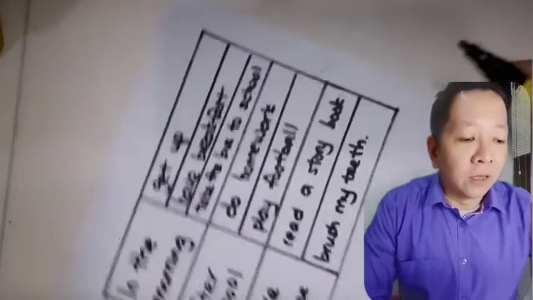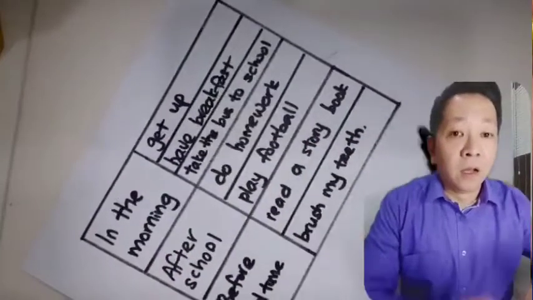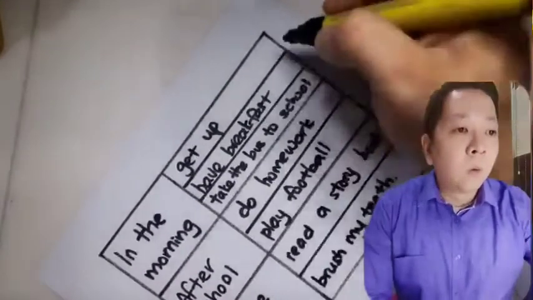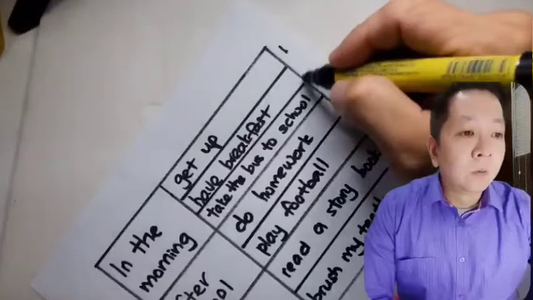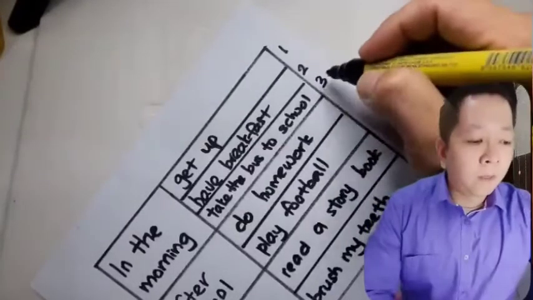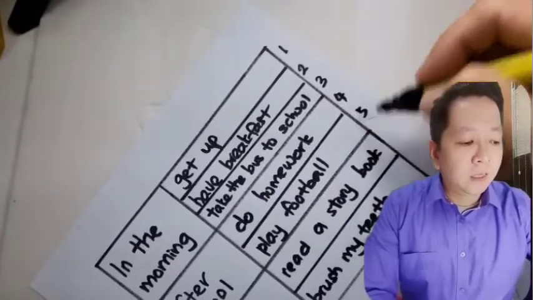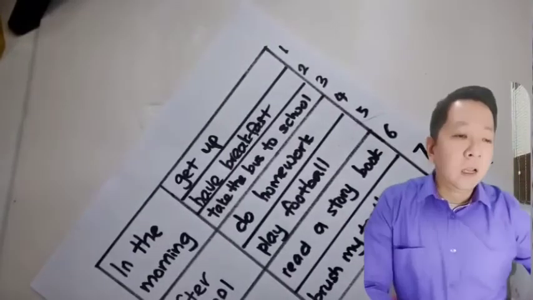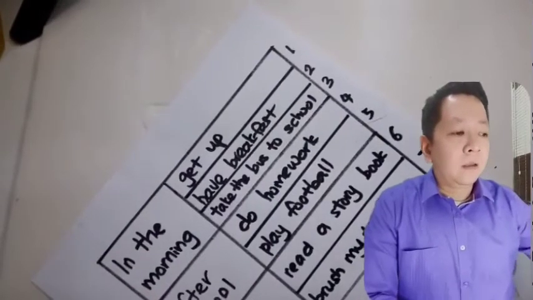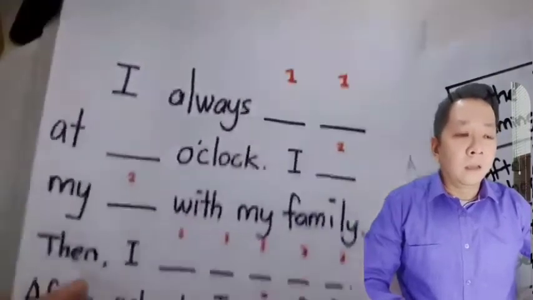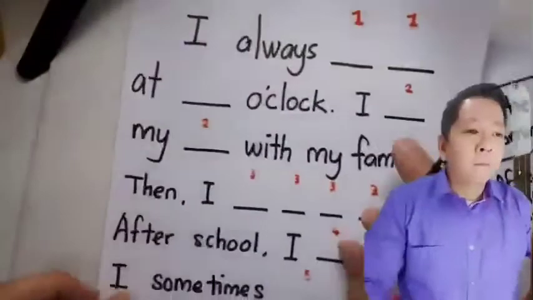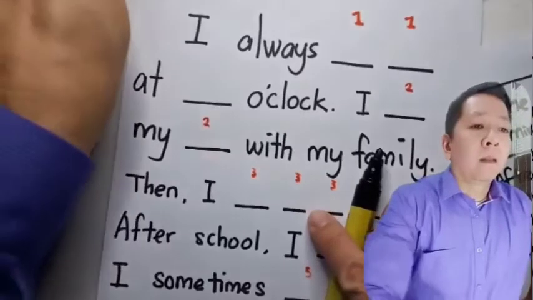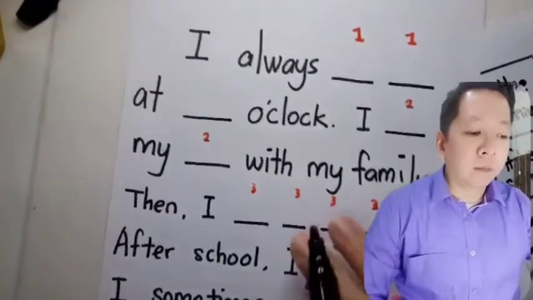Now in this table, I want you to number 1, 2, 3, 4, 5, 6, 7. Okay, put aside. Give this template. Use this template, copy the same.